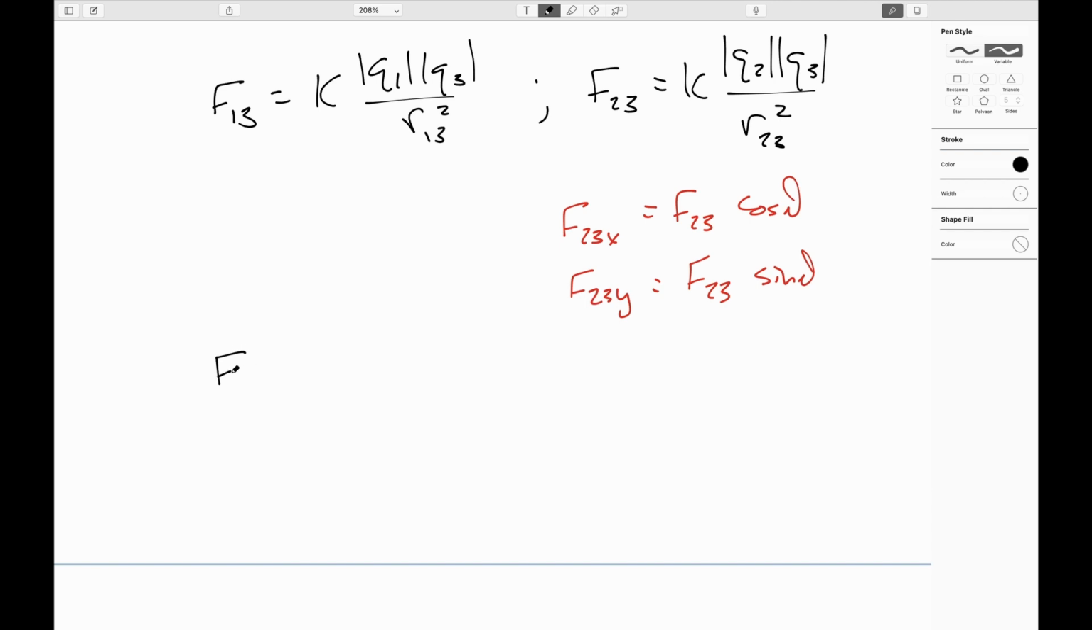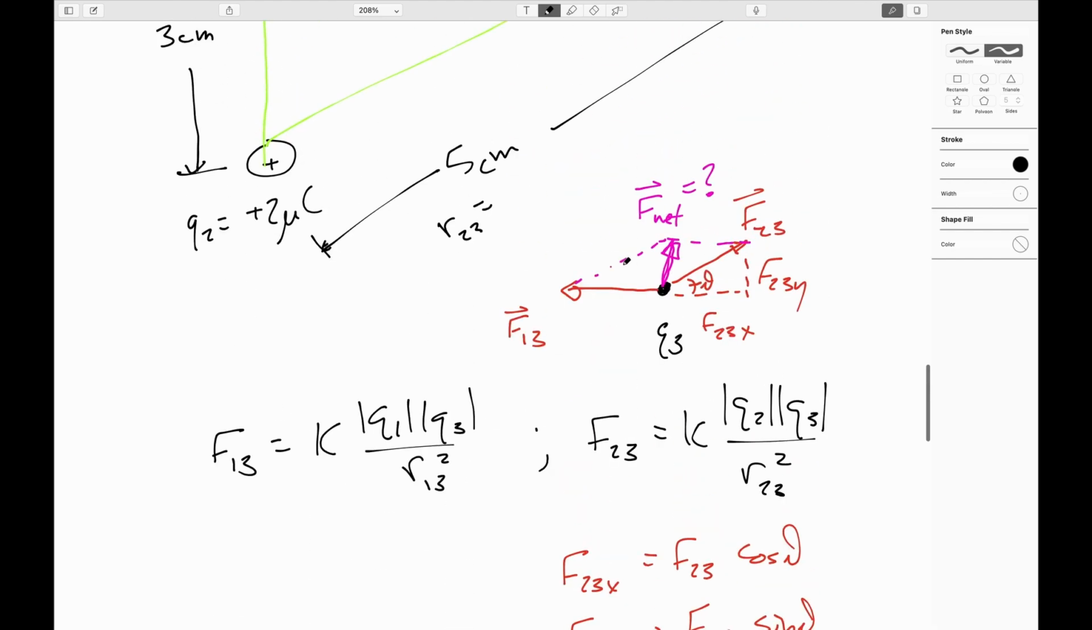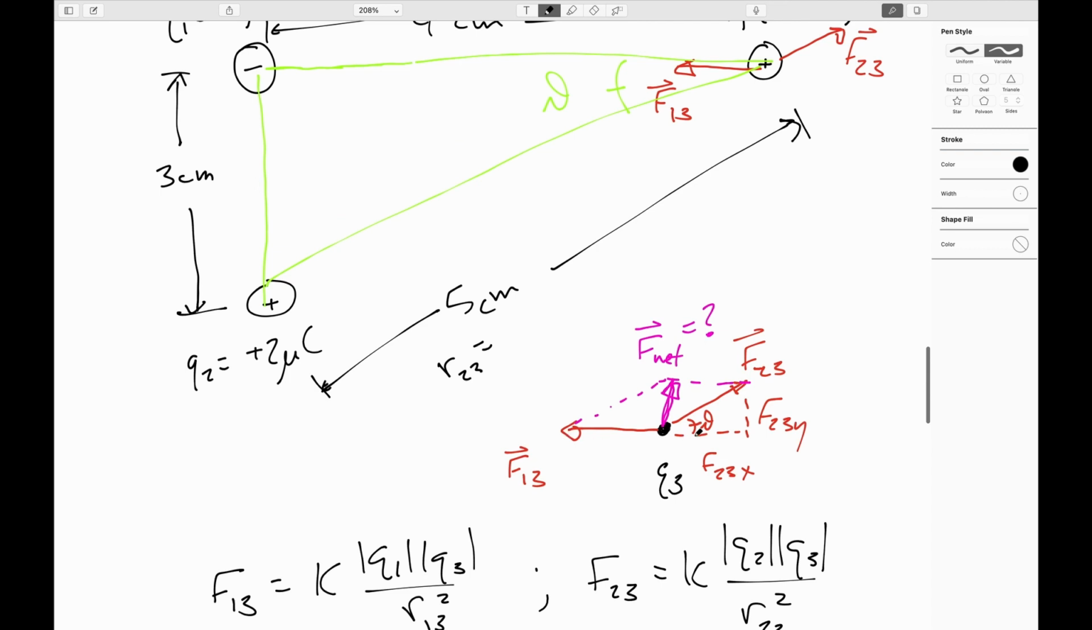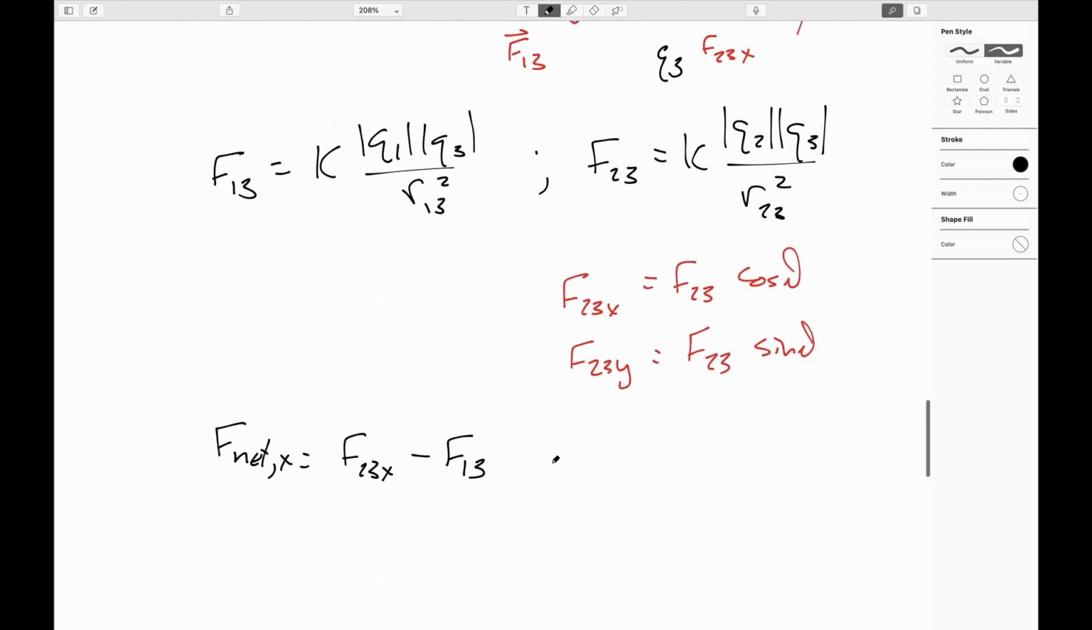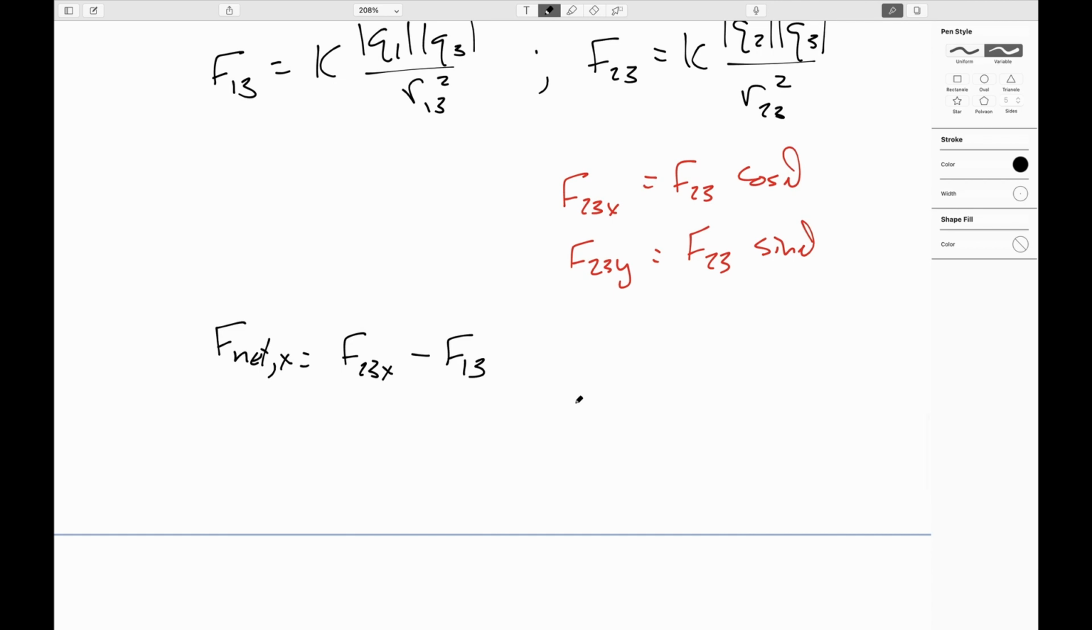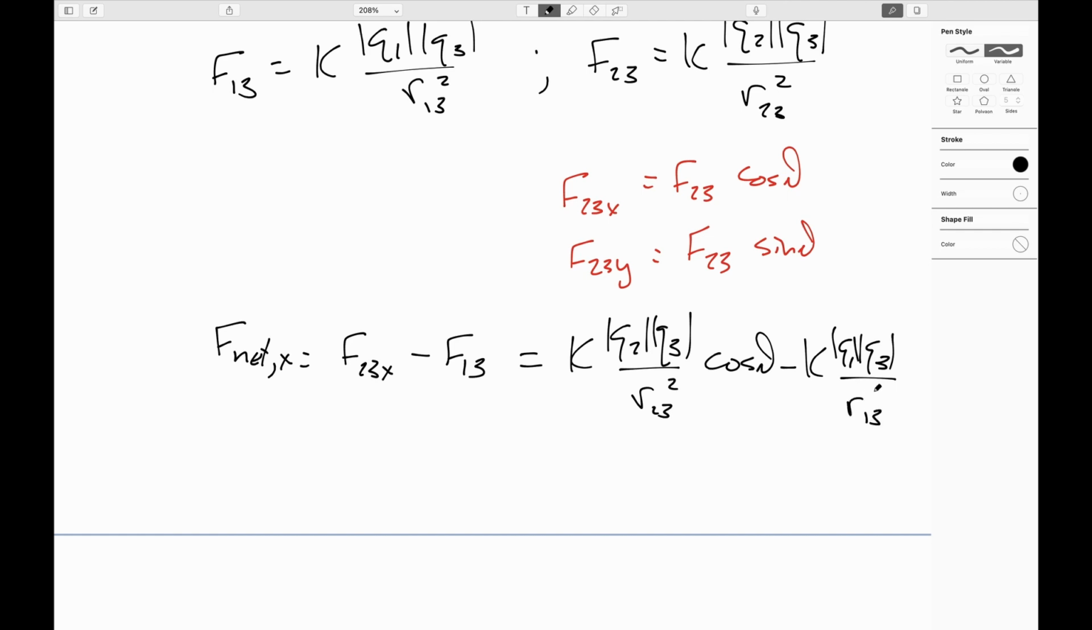So now we can go ahead and do our vector sum here. We can say that the x component of the net force will be equal to f(2,3x) minus f(1,3). The reason we say minus f(1,3) is that f(1,3) is already acting purely along x, and it's pointing to the left, so that's why it gets the minus sign. So we can substitute in our expressions and simplify. f(2,3x) is going to be k q2 q3 over r23 squared cosine theta minus k q1 q3 over r13 squared.